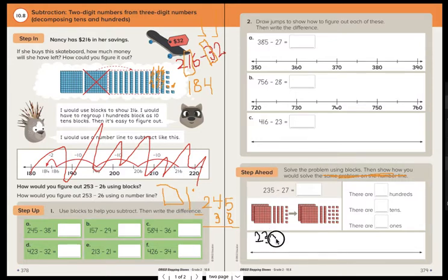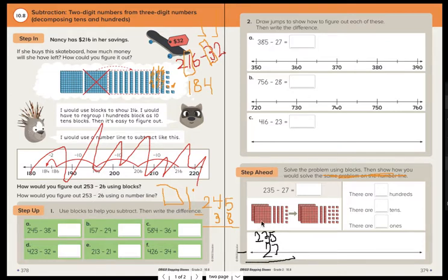Take away 27. Lining up my 10s, lining up my 1s, and then solve it. Okay, even if that's not usually the strategy you use, it wouldn't hurt to try it, especially if you know the blocks so well and you can get the answer that way. You can just use this way to check your answer.